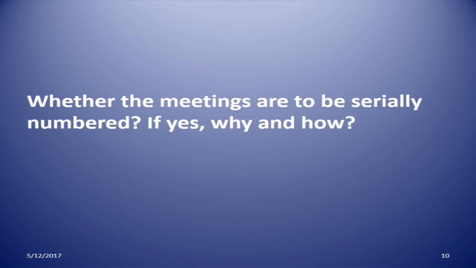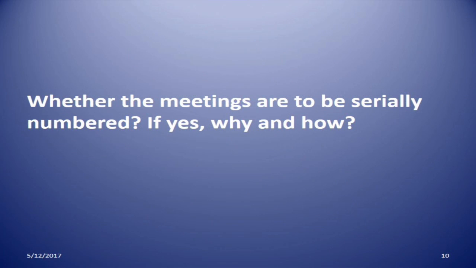Now the next poser is whether the meetings are to be serially numbered. If yes, why and how? The standard provides an answer to this. The standard says yes, the meetings are required to be serially numbered. And why so? Because of the reference and cross-reference at a future date. If somebody wants to check which decision was taken at which meeting, and if all the meetings are serially numbered, then it is convenient to verify which decision was taken at which meeting.